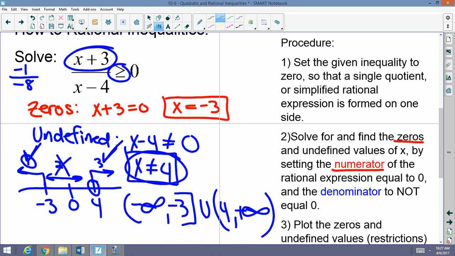Okay, well, let's test this second guy. When x is 0, what's 0 plus 3? Okay, and then 0 minus 4? A positive over a negative is a negative greater than 0? So that does not work.